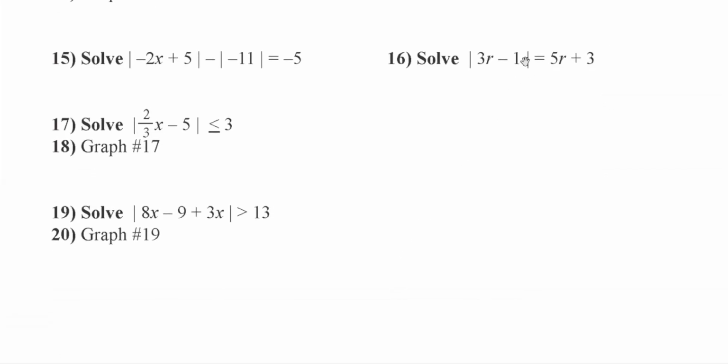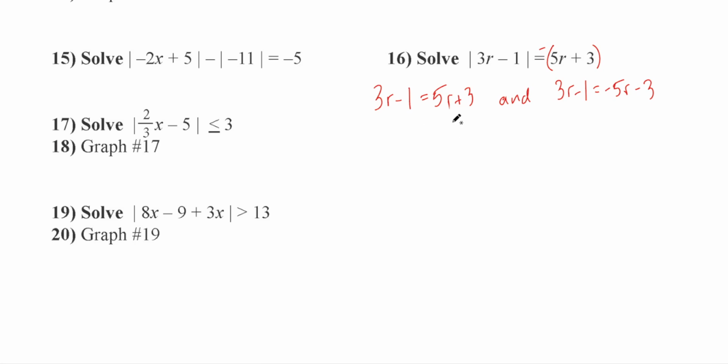Where are we at? Okay, let's do this one. How do we do this one? Well, kind of the same thing. So it's 3r minus 1 equals what? Just 5r plus 3. So you just write it without the absolute value. But then you got to change something. Okay, put an and. What? 3r minus 1 equals what? You got to take that whole thing and take the negative of it. So what's that going to give you? Negative 5r minus 3. Correct?